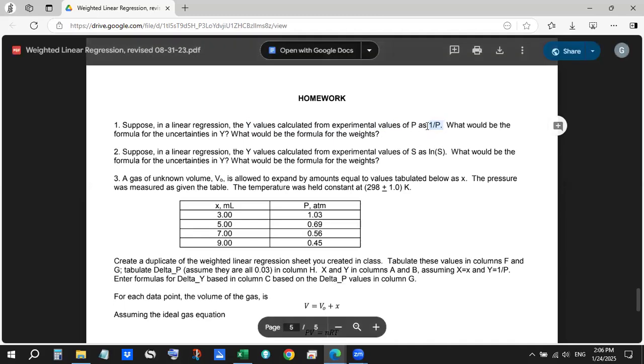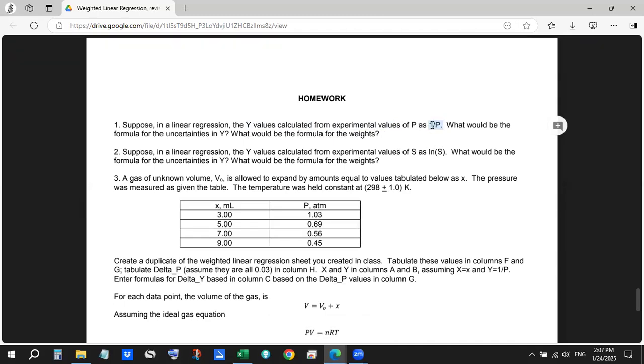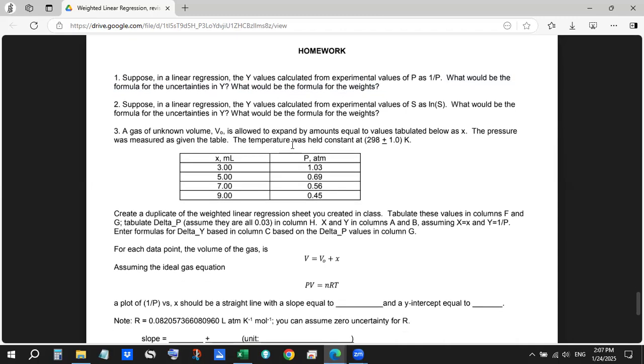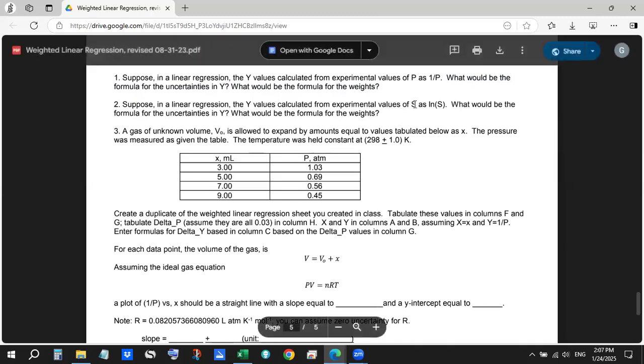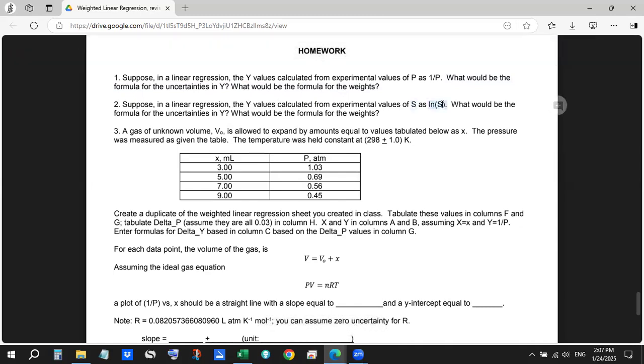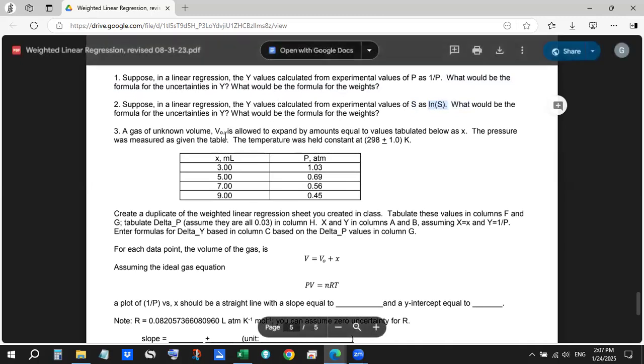So if your y is equal to 1 over p, you know delta p and you know the p, how are you going to calculate 1 over p? So what's going to be the formula of y? And then what will be the formula for the weights? Same thing. These are the two most common transformations you would do for your data to make it fit a straight line. The second one is when you, instead of some signal s, take the natural logarithm of that as your y value. So if you know the uncertainty in s, how do you calculate the uncertainty in y if y is ln of s? So you need to submit the answers to that.